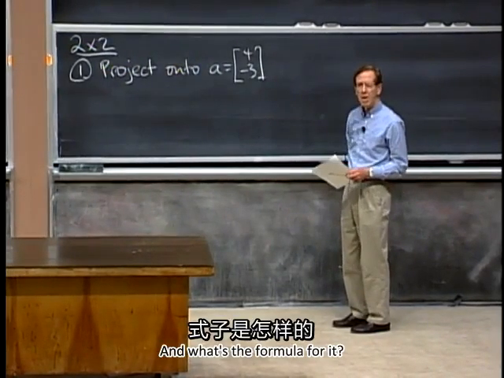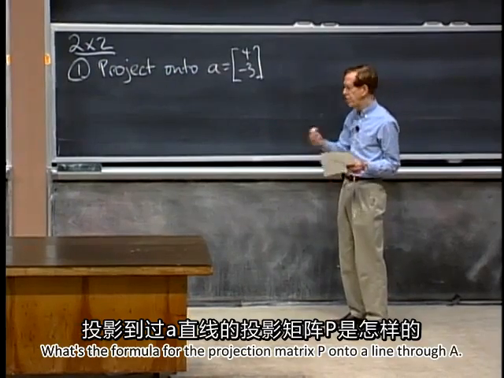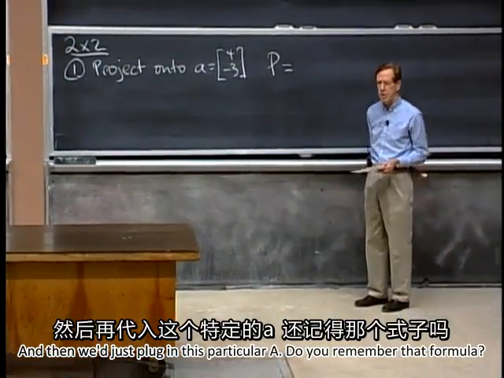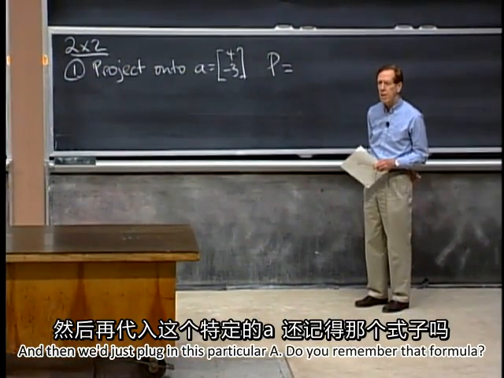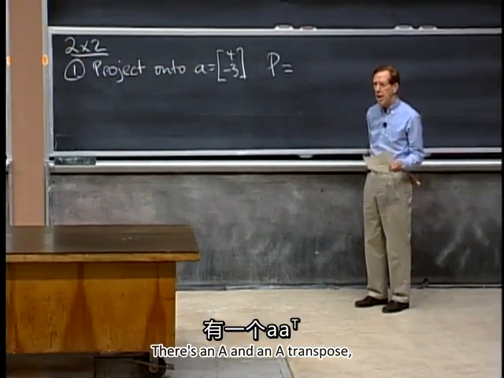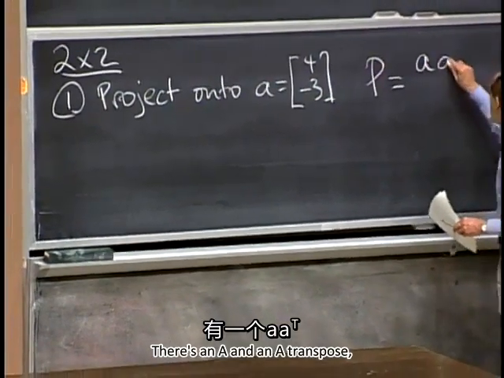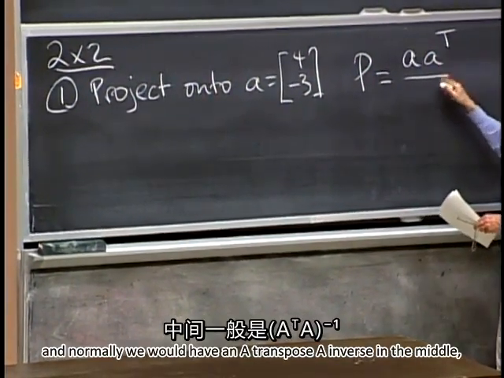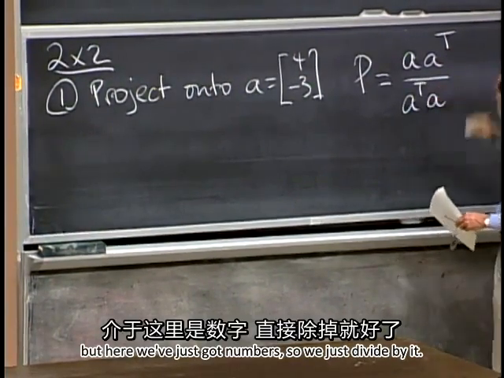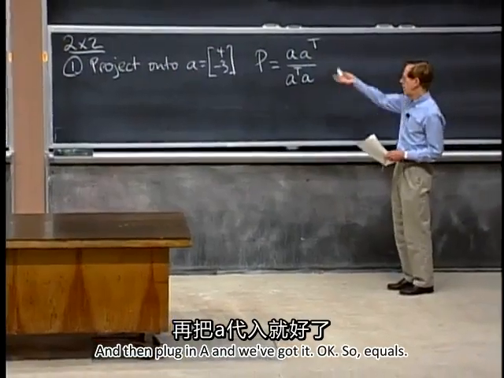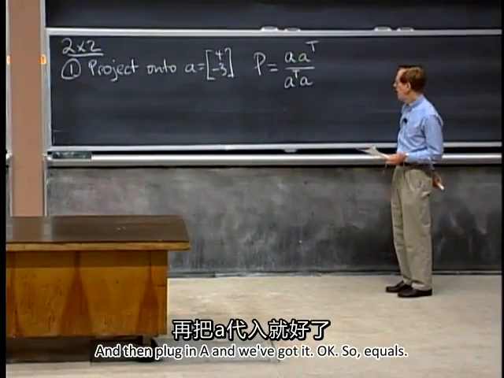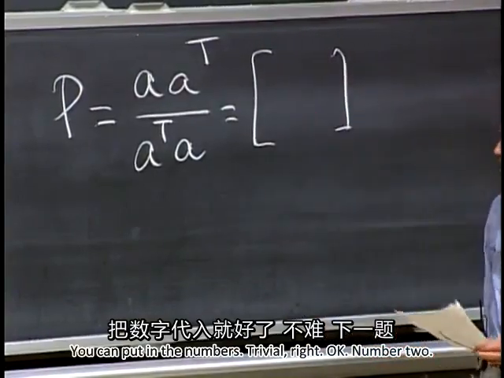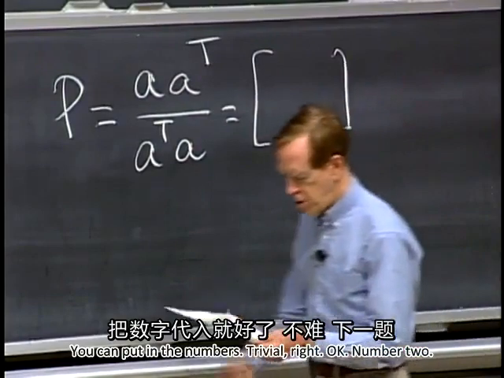And what's the formula for the projection matrix P onto a line through a? And then we'll just plug in this particular a. You remember that formula? There's an a and an a transpose. Normally we would have an a transpose a inverse in the middle, but here we just have numbers, so we just divide by it and then plug in a, and we've got it. So equals, you can put in the numbers. Trivial, right?